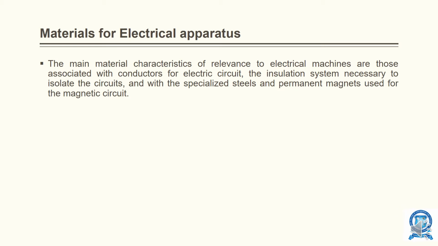The main material characteristics of relevance to electrical machines are those associated with conductors of the electric circuit, the insulation system necessary to isolate the circuit, and the specialized steel and permanent magnet used for the magnetic circuit. So the materials are associated with the electric circuit, the magnetic circuit, and the materials used to isolate the circuits. These are the major materials we require for designing any electrical apparatus.